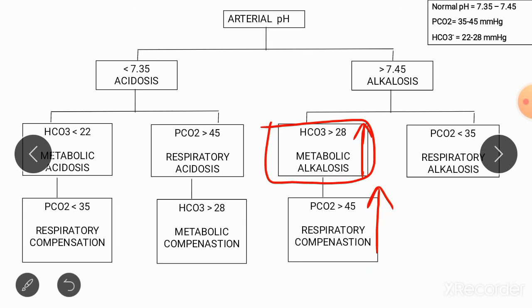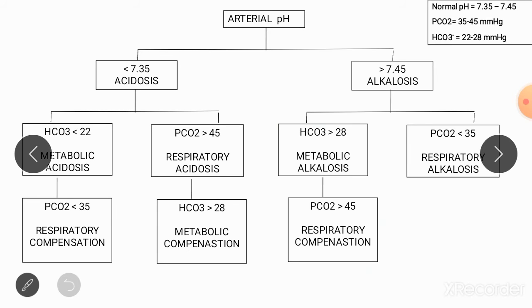So this person will have very high values of partial pressure of carbon dioxide and is said to be suffering from compensated metabolic alkalosis. But if the partial pressure is normal, then we can say that there is no compensation being done.